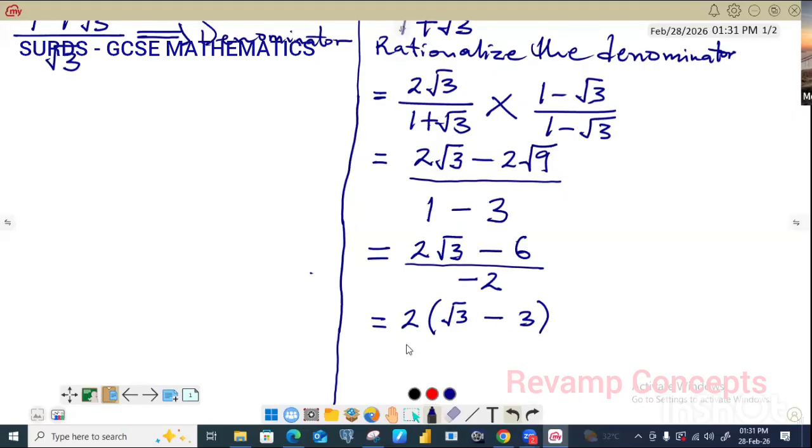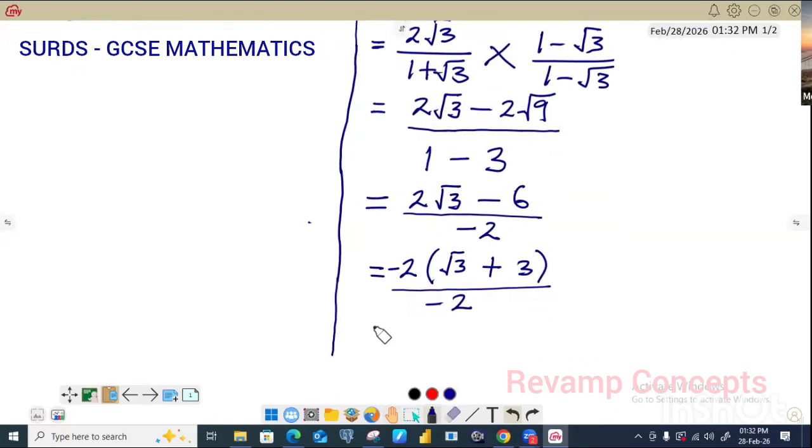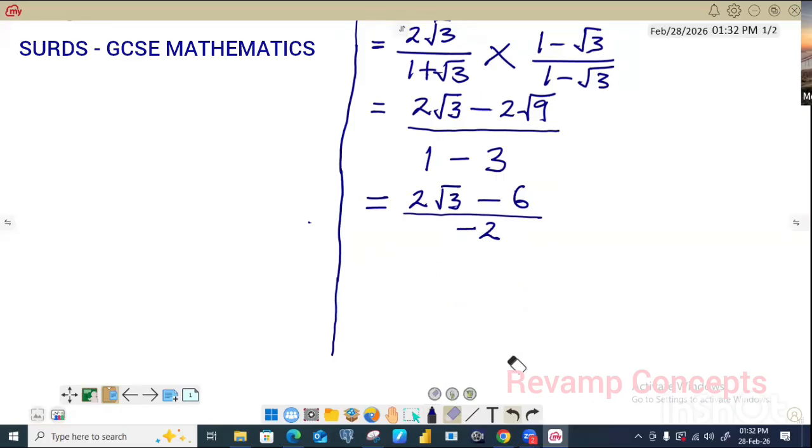Okay, let me put it in another way. Let me put it as minus 2 into root 3 plus 3. So that will make sense. Everything over minus 2. Please, let me rearrange these steps so that we will not have any issue. Let me do it in a better way.